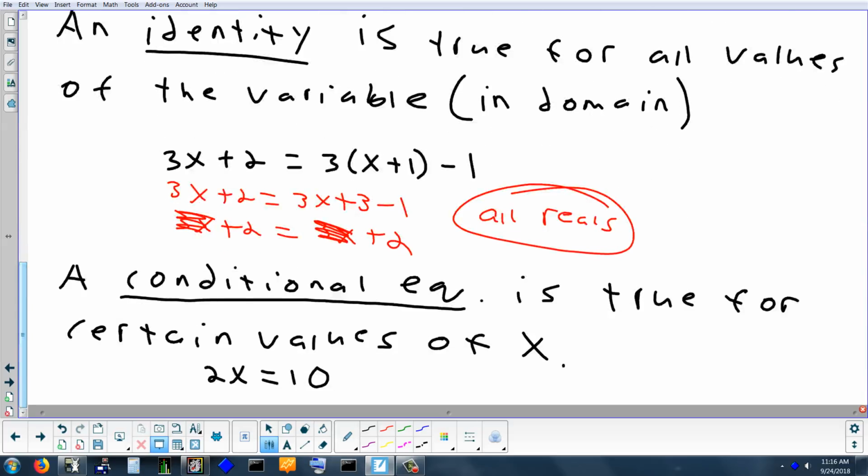Okay. A conditional equation, that's an equation that could be true if you pick the right value for x. So like 2x equals 10. There's a condition to make that one true. You've got to pick the right number. Okay. So these are just two different types of equations.